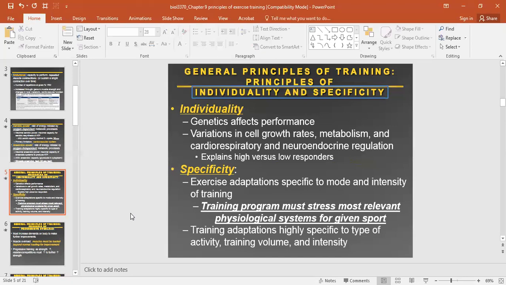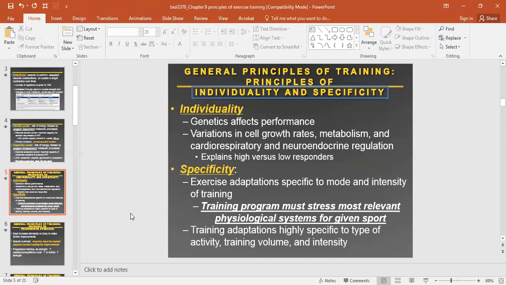And that's related to variable cell growth rates, metabolism, and the ability of your cardiorespiratory system and neuroendocrine regulation of it. And some people, there's a term here called high and low responders. So again, genetics plays a role in what you have the ability to perform. So individuals who are born with a higher capacity in their cardiorespiratory systems may be better at cardiovascular events, whereas some individuals tend to be more anaerobic. I think fiber types can even be different.